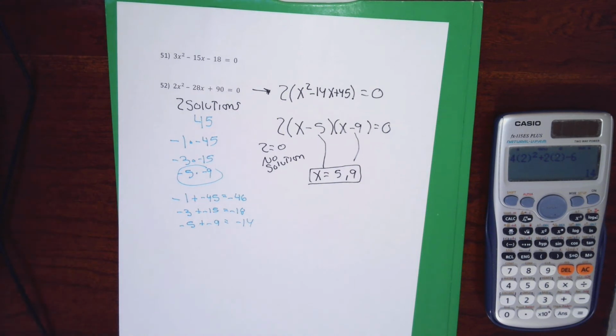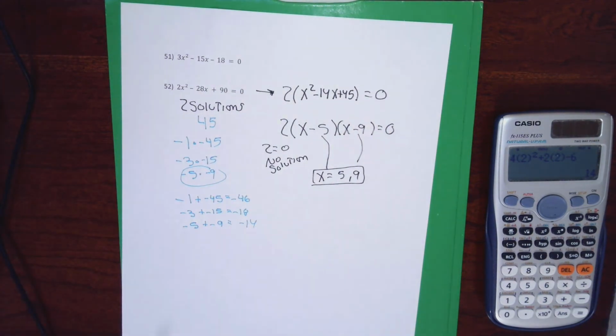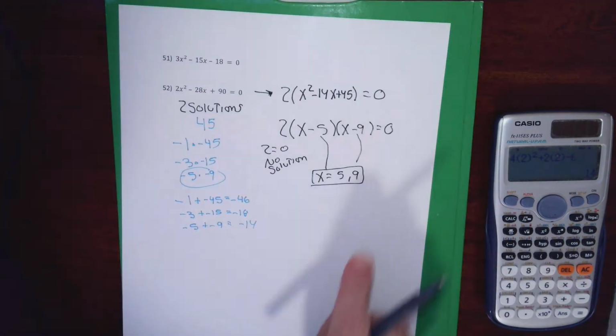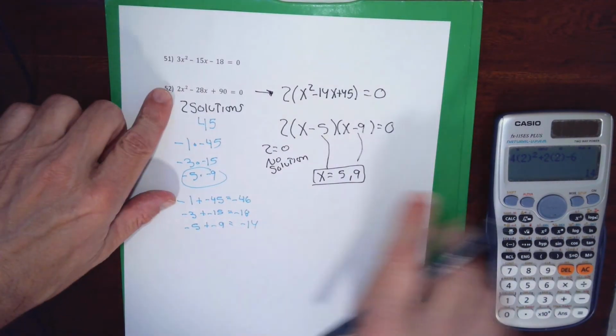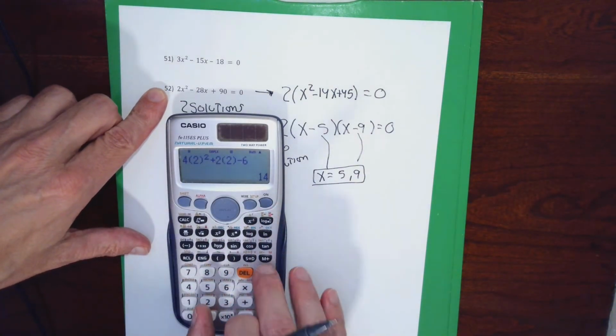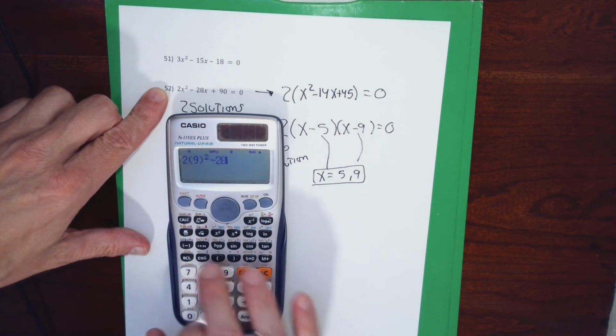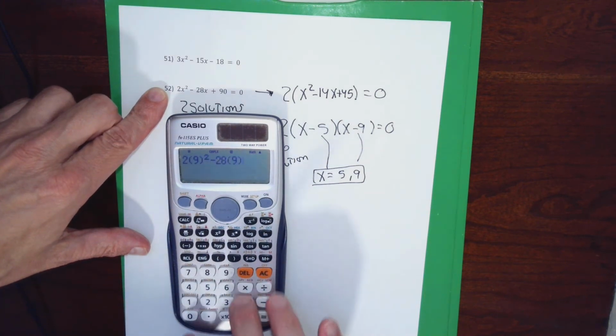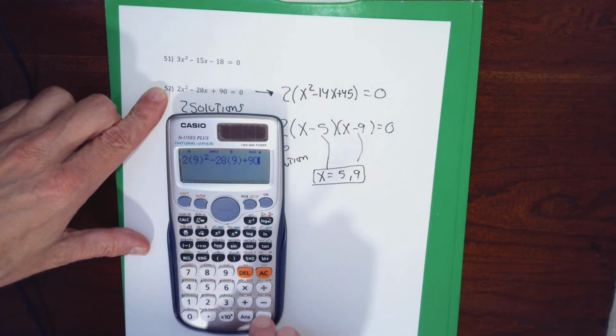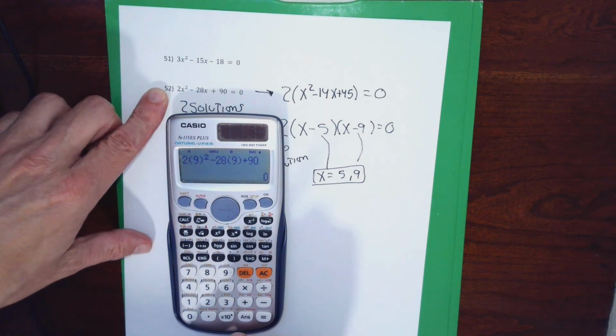Hopefully you saw my mistake. So sorry. I don't know what kind of paper I have here, but I made a mistake. Nice thing is, let me show you the number that doesn't check. My answers for 52 are supposed to be -9 and 5. The positive 9 shouldn't check. So if I went to check the positive 9, I would have gone 2 times 9 squared minus 28 times 9 plus 90, and it's supposed to equal 0. It does equal 0. So the positive 9 checks just fine.